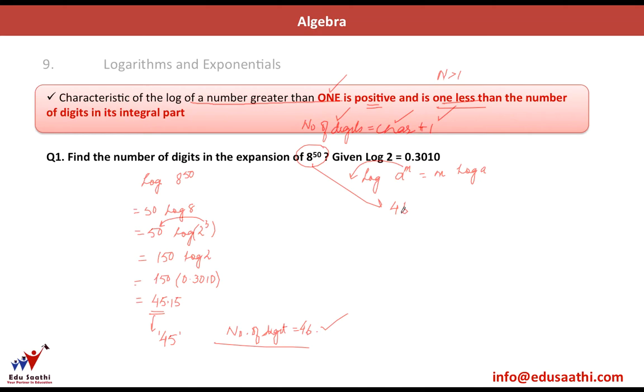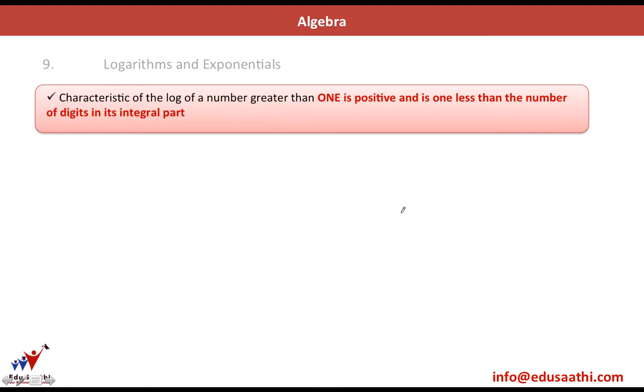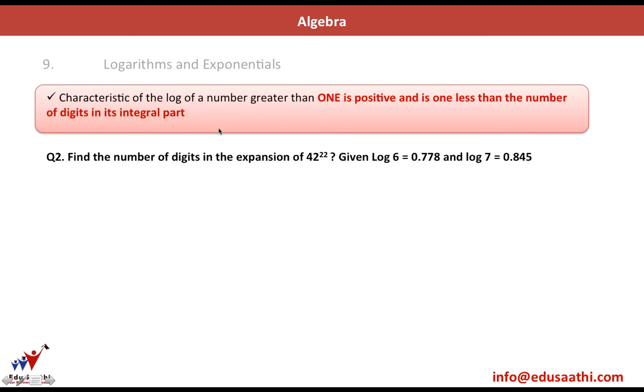We have another question based upon the same concept. The question is, find the number of digits in the expansion of 42 raised to power 22, given log 6 and log 7. So these are the values that are given to me. I'll try to break the question into log 6 and log 7.